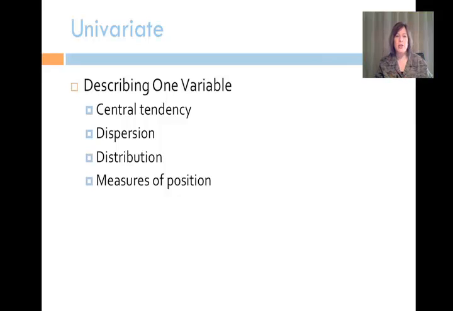There are four major univariate, which means one variable, four major descriptive statistics that are used to describe one variable. Those are the central tendency, dispersion, distribution, and measures of position. All of these characteristics would be used to describe each variable in the study. So let's start off with central tendency.